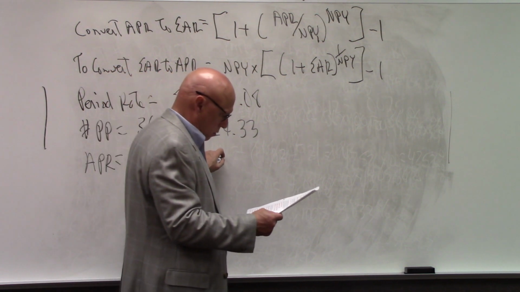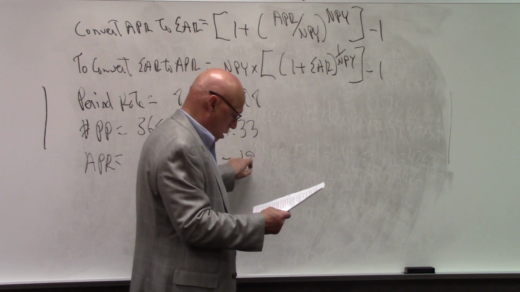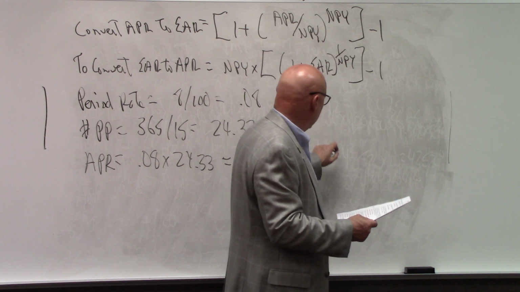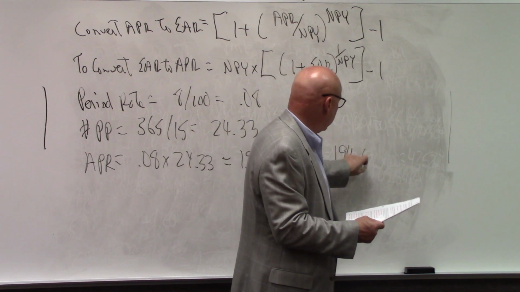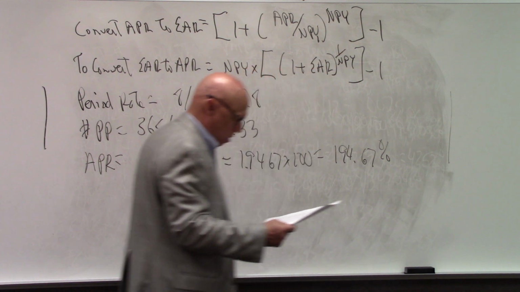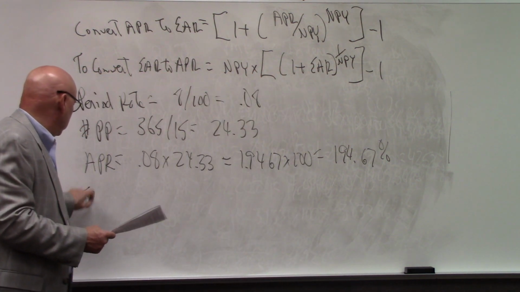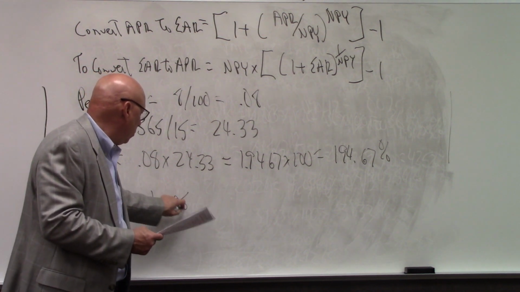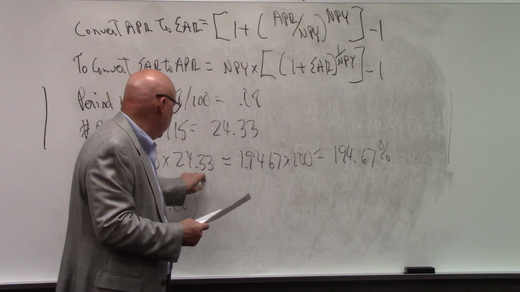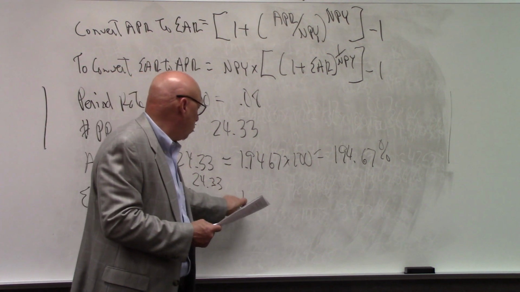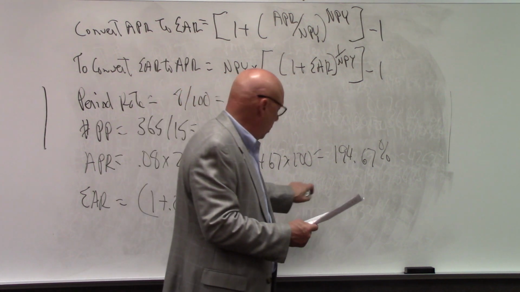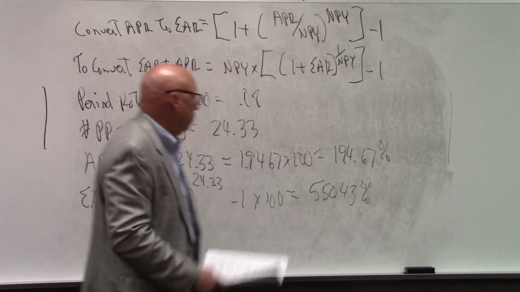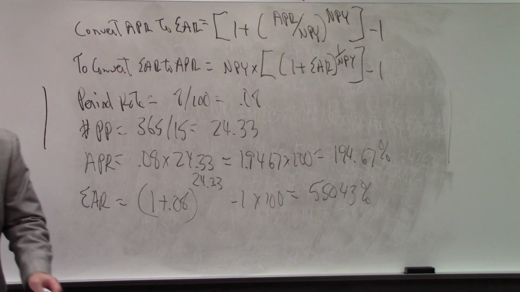The APR is equal to 0.08 times 24.33, which is 1.9467 times 100 equals 194.67%. That's your APR. Your EAR is equal to 1 plus the period rate raised to the 24.33 minus 1 times 100, and we get 550.43%. Very high rates. Very high rates.